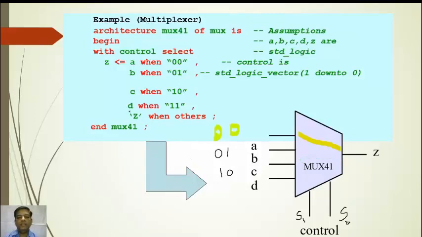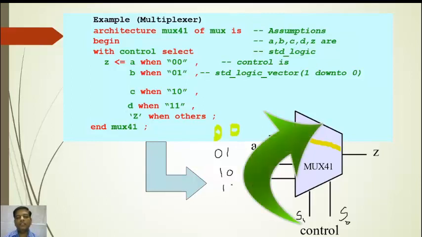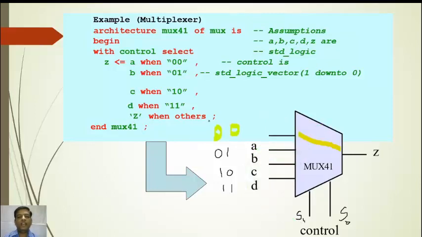Z is equal to D when both S0 and S1 are equal to 1, 1. And finally Z when others. If S0 and S1 are others, then Z is equal to Z. End Mux 4:1 semicolon. In this way we are having that 4:1 multiplexer.